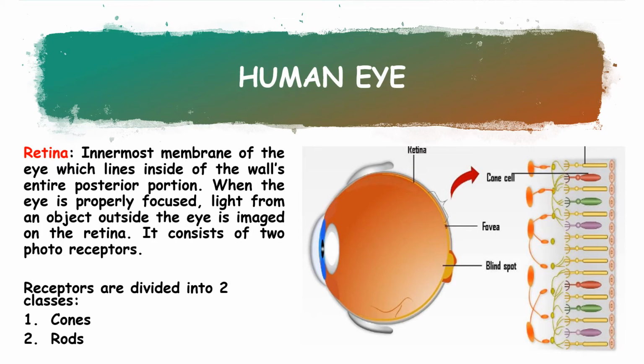Now let us look at the retina, the innermost membrane of the eye, which lines the inside of the walls of the entire posterior portion. When the eye is properly focused, light from an object outside the eye is imaged on the retina. It consists of two kinds of photoreceptors. The receptors are cones and rods, as shown in the diagram.